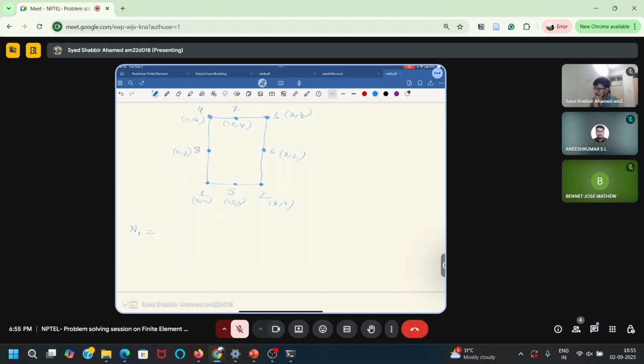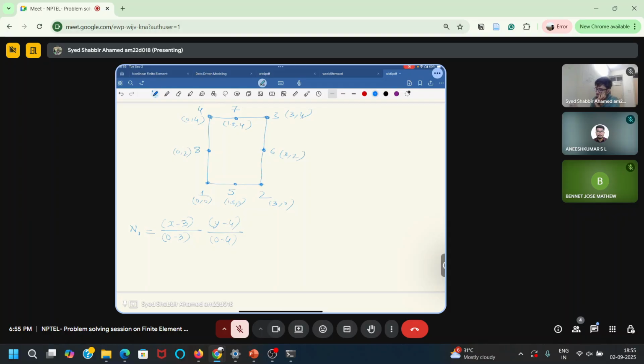So I want to write N1. I have to take the other point, so x minus 3, divided by, if I substitute the value of x at 1, which is 0, I'll get 0 minus 3. Similarly, I want to write for the other direction, which is y. I have only 4 now, so in order to write the numerator, I will take y minus 4 divided by 0 minus 4.